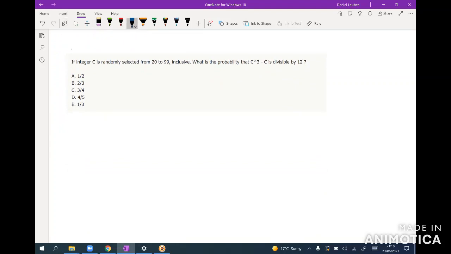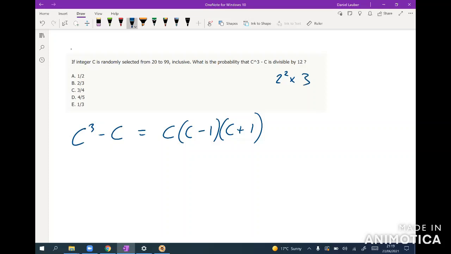Okay. If an integer c is randomly selected from 20 to 99 inclusive, what is the probability that c cubed minus c is divisible by 12? Well, c cubed minus c, that is something you should get very familiar with. It's c times c squared minus 1, which is c minus 1, c, c plus 1. In other words, 3 consecutive integers. And what's 12? 12 is 2 squared times 3.